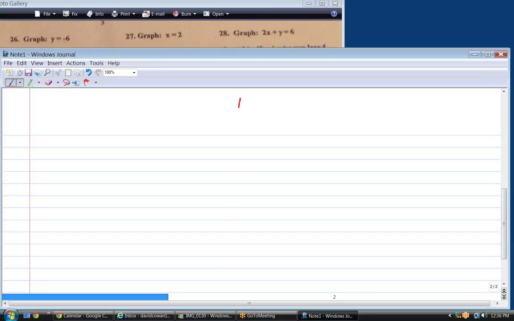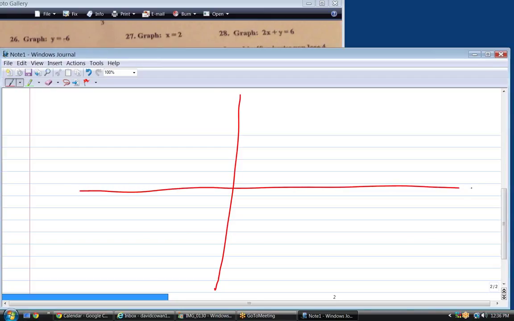What's the graph of y equals -6 look like? It would be a horizontal line at -6. Yeah. Let me just get that one down.